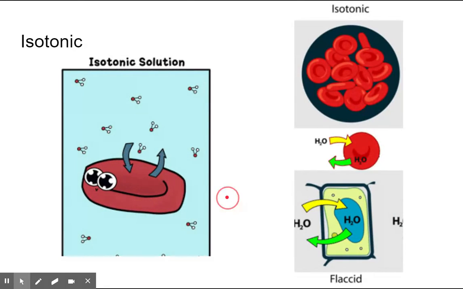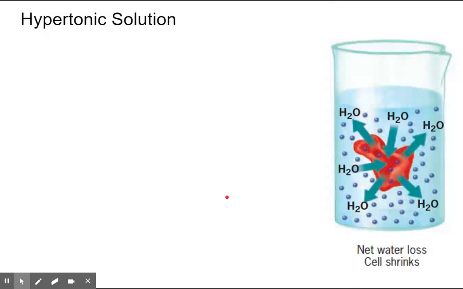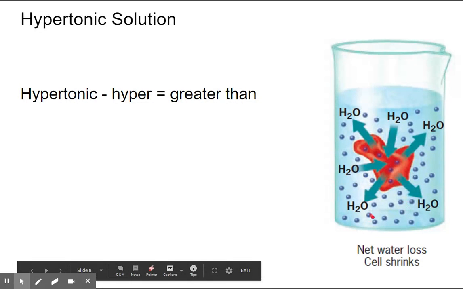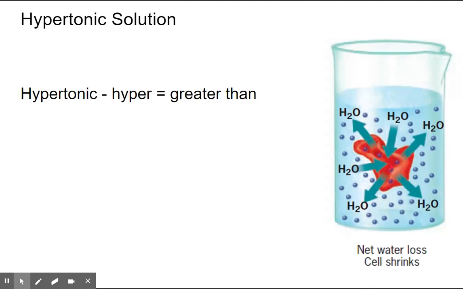Now let's talk about what happens if a cell is in a hypertonic solution. The word hyper means greater. So if we take a look at this, our salt or our solute has a greater concentration outside of the cell than inside of the cell. So our solution is hypertonic. It has a greater concentration of salt or solute. And because of that, water wants to move from inside of the cell to outside of the cell.